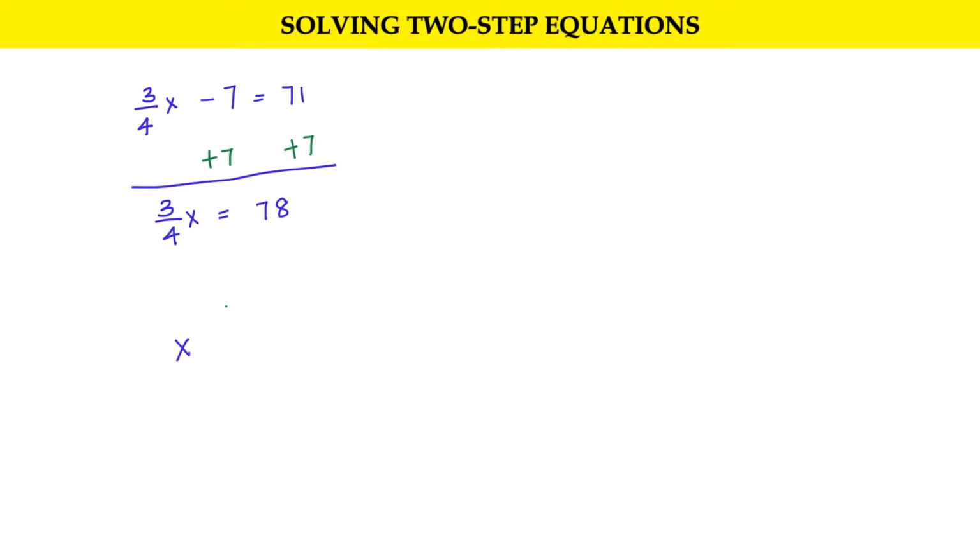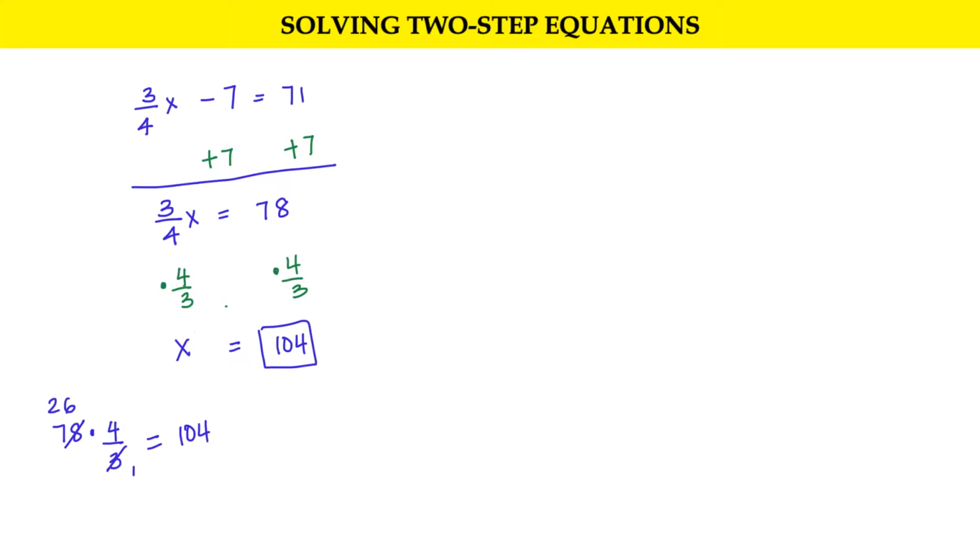So we have 3/4 x equals 78 and we want to figure out what x is equal to. To do that, we want to get rid of this 3/4. We want 1x. And to get rid of a fraction, we can multiply by its reciprocal. Multiply by 4/3 on both sides. 78 times 4/3. 78 divided by 3 is 26. 26 times 4: 26 times 2 is 52, and 26 times 4 is 104. So x is equal to 104.